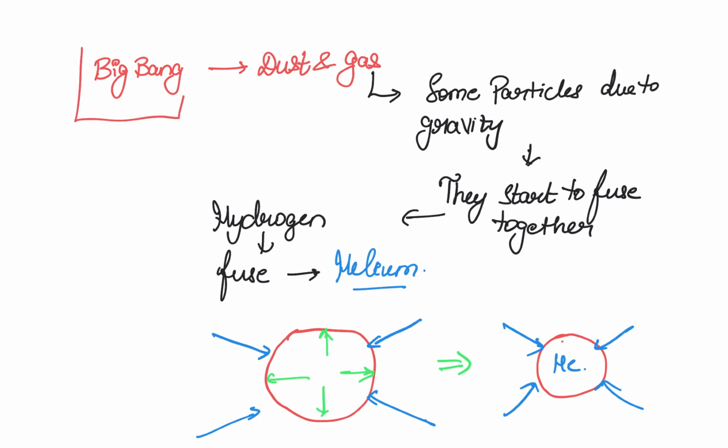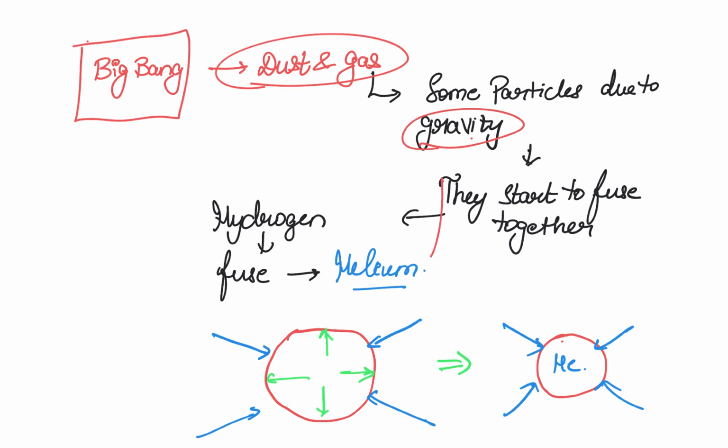While we started our geography basics, we must have read that the Big Bang is the first point, 13.6 billion years ago, from where our universe came into existence. After the Big Bang, all that was there was dust and gas. But some particles were heavy. Due to their own weight or their own gravity, they started fusing together.